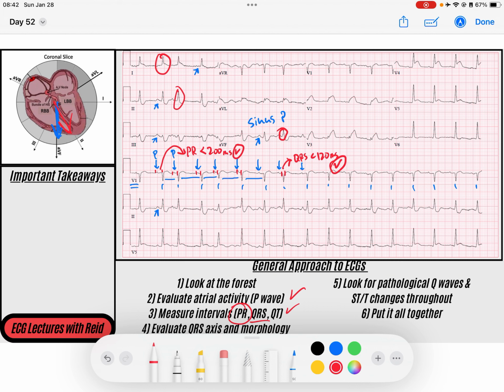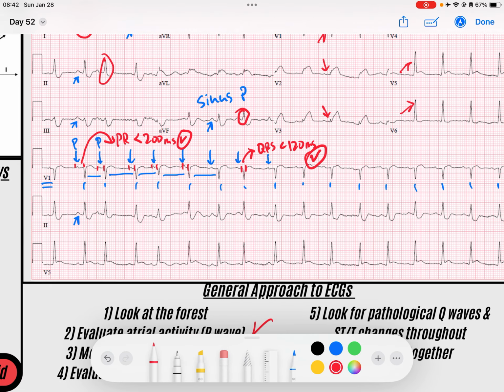I look through my precordium. I see good R wave transition as we go from smaller to larger R waves as we move through the precordium. My QT interval, I'll pick this R to R here, measure it out halfway. My T wave should end, which it does, before it gets to the midway point of the R to R. So far, things are looking okay.